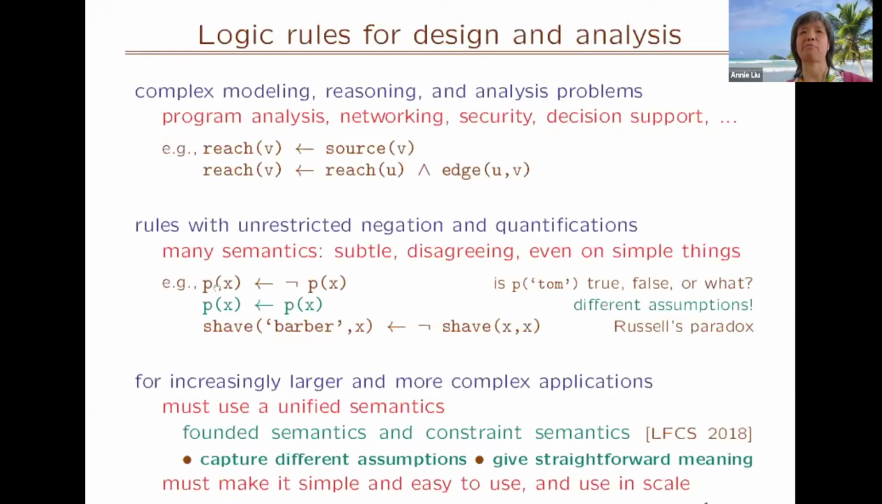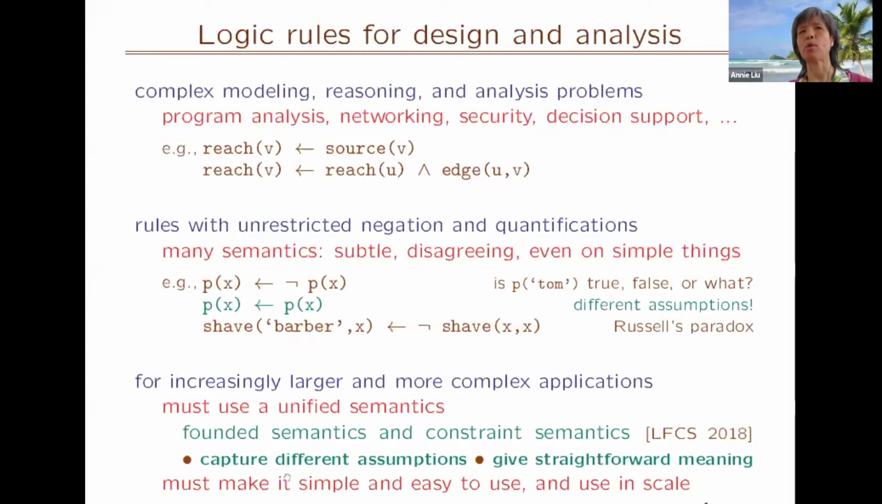So for example, if you have p(x) if not p(x), is p(Tom) true, false, or something else? And if you have p(x) if p(x), this doesn't even have negation. Depending on the assumptions, you can get different conclusions. Of course, you have Barber shaves x if x doesn't shave x. This is Russell's paradox. So we can see that for increasingly larger and more complex applications, we must have a unified semantics that people agree is the meaning. This is what founded semantics and constraint semantics were proposed for.